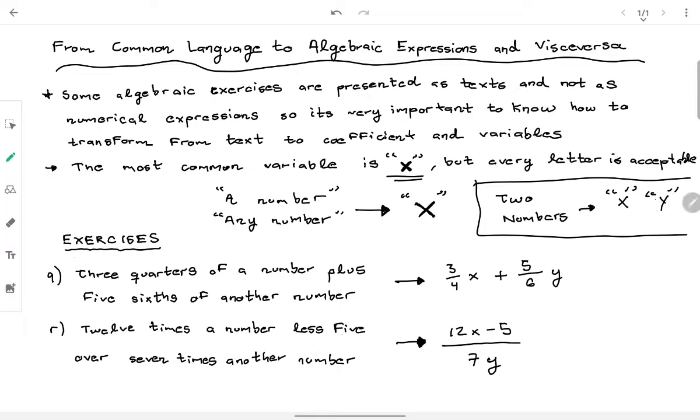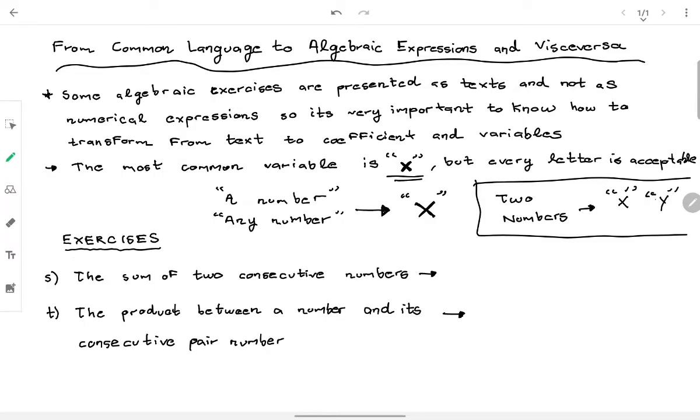Let's see other examples. So let's see these exercises. The sum of two consecutive numbers. So what's a consecutive one? A consecutive one is the next number. So if we have x, the consecutive one will be x plus 1. This will be the consecutive one. So we will have here x plus its consecutive number, x plus 1.